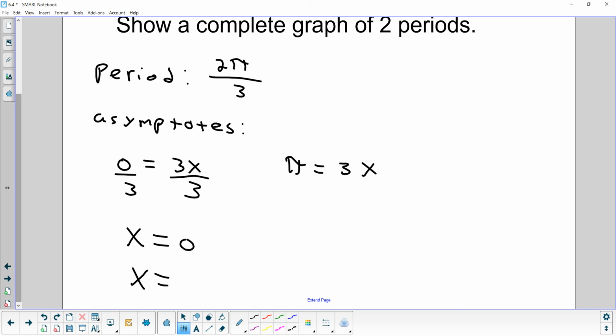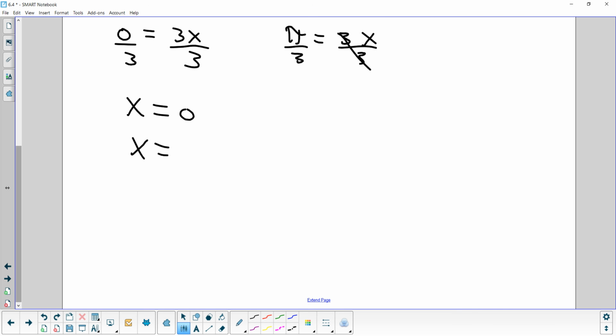And how do we solve for where that one's going to move? Yeah. Divide both sides by 3 and you get pi over 3. It was at pi. You've compressed it by a factor of 3. Now it's at pi over 3. So there's your other asymptote. Now, in general, those two asymptotes are going to repeat how often? 2 pi over 3.